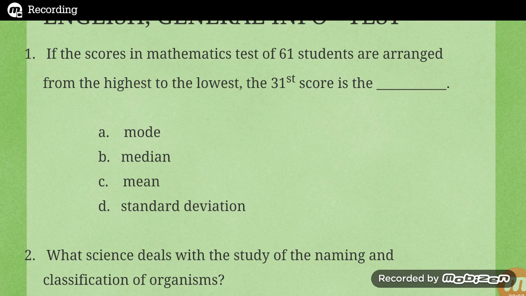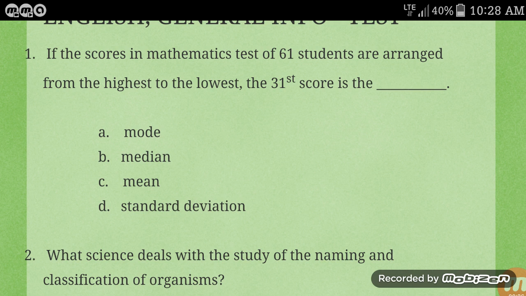Here's another reviewer. If the scores in a mathematics test of 61 students are arranged from the highest to the lowest, the 31st score is what? Median, okay? Highest to lowest or lowest to highest, if you're going to arrange a certain score, especially in an odd number like 1, 3, 5, 7, 9, the 31st or the middlemost is what's called the median.